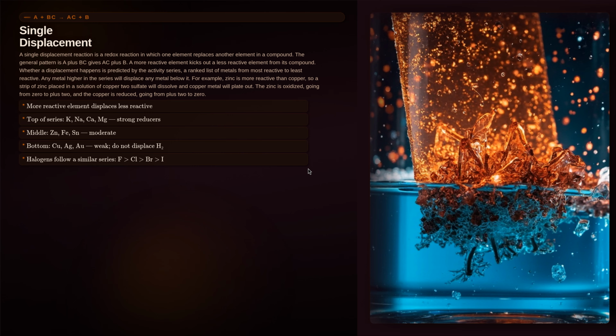We can also have displacement of halogens. Any halogen higher in the activity series will displace a halogen below it from its salt solution. Fluorine is the most reactive halogen, followed by chlorine, bromine, and iodine.